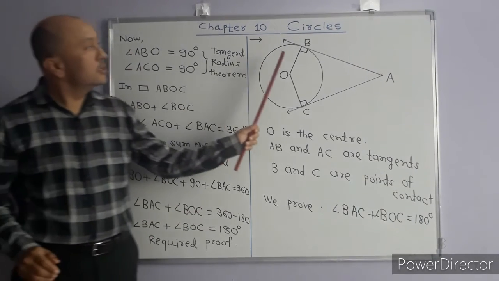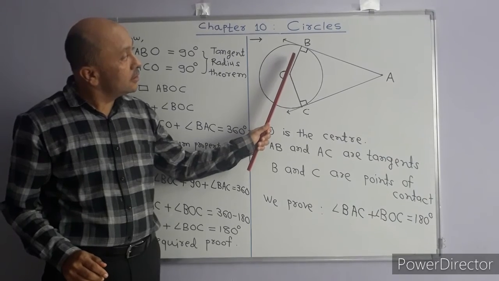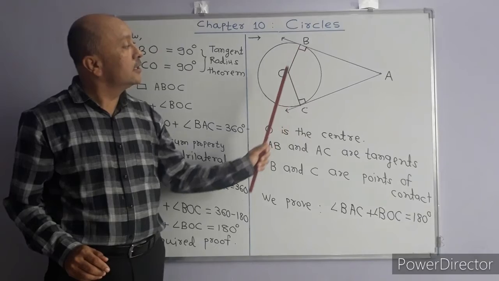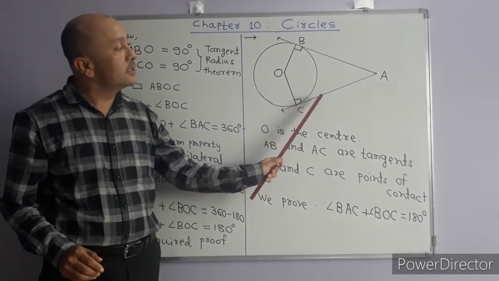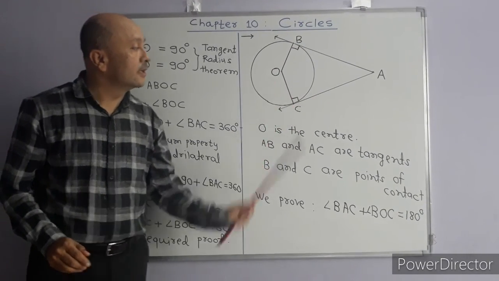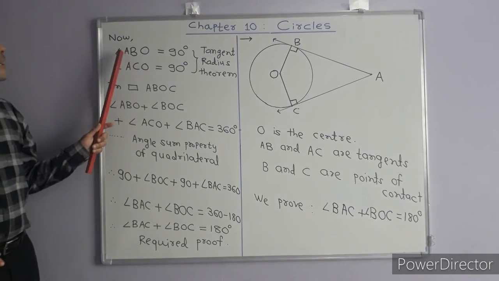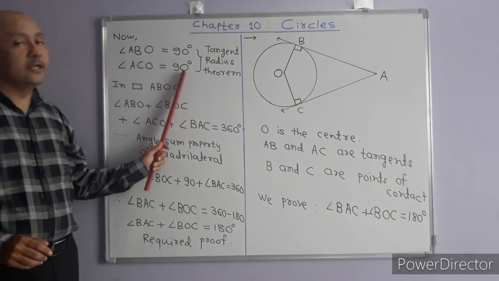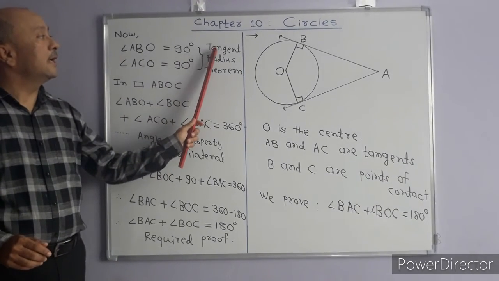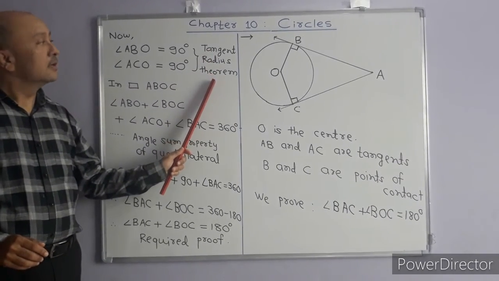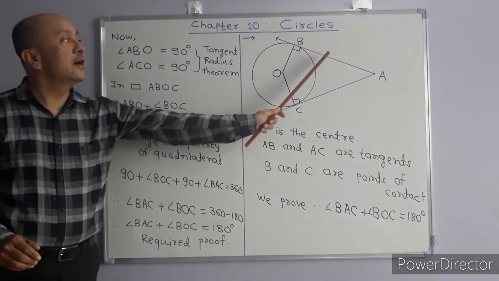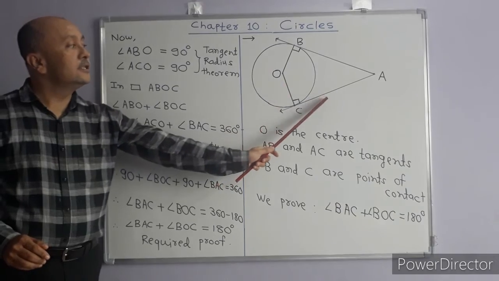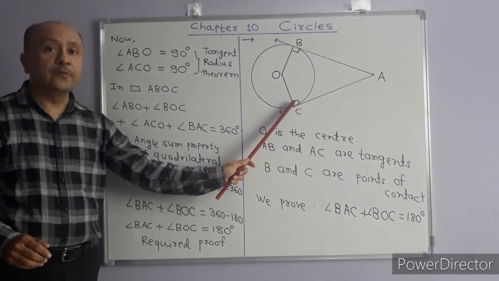So see, students, this is a radius and this is a tangent, so the angle here is a right angle. Similarly, this is a radius and this is a tangent, the angle here is a right angle. So that is written here: angle ABO is 90 degrees and angle ACO is 90 degrees. What is the reason here? Tangent radius theorem. The radius and tangent are perpendicular at the point of contact.